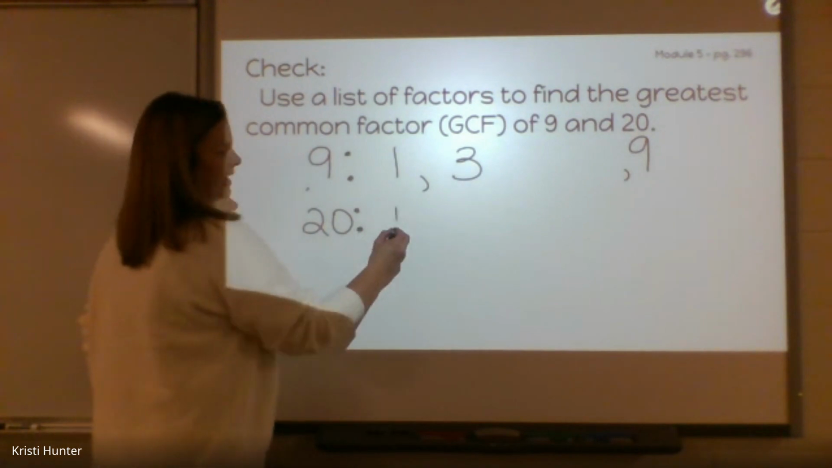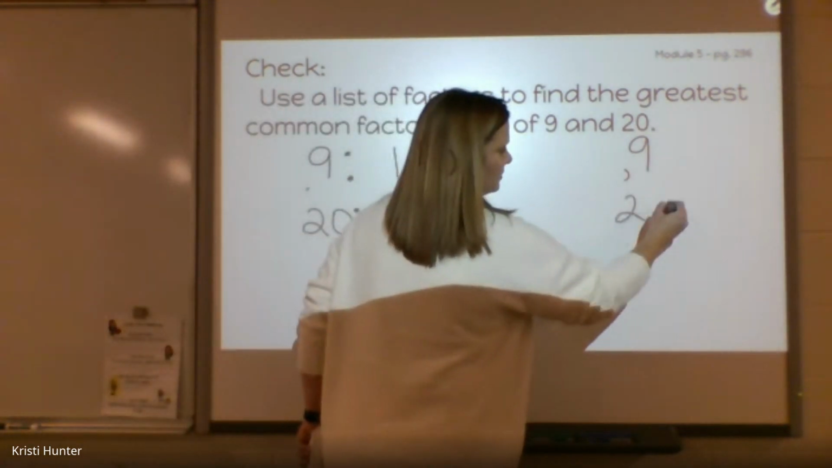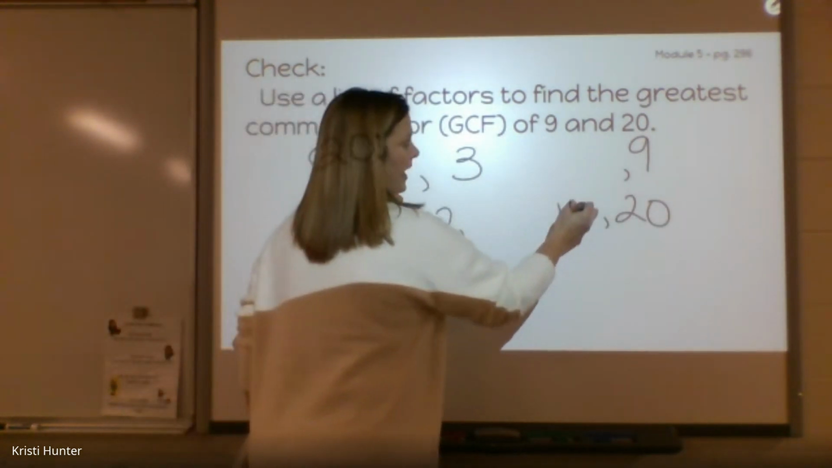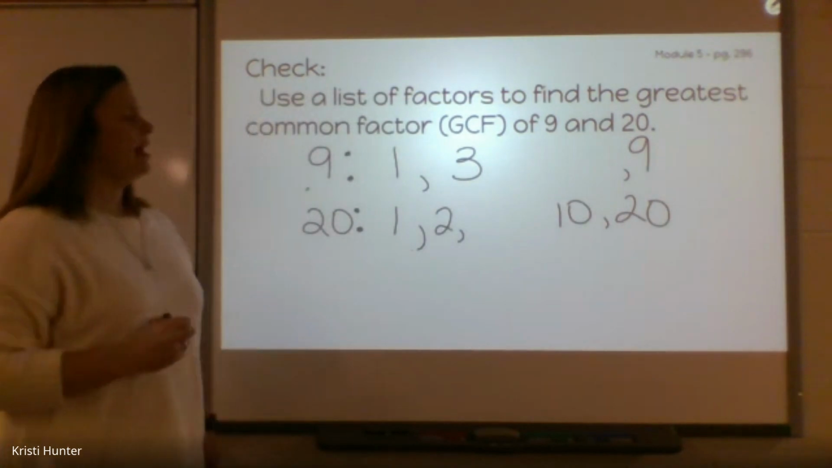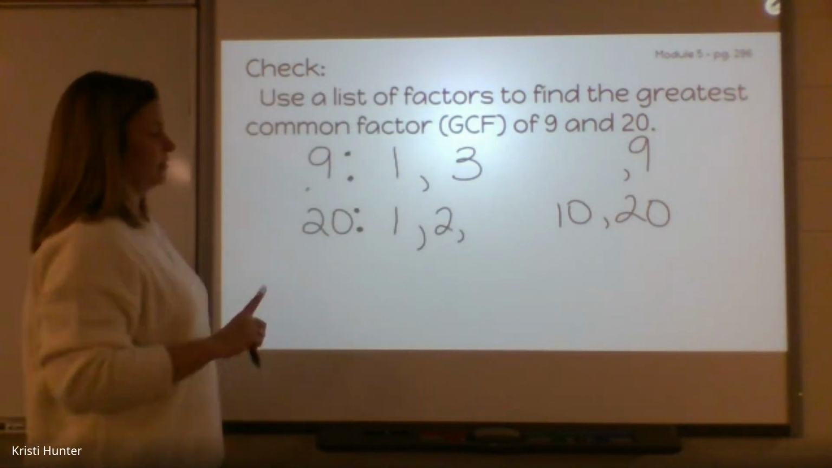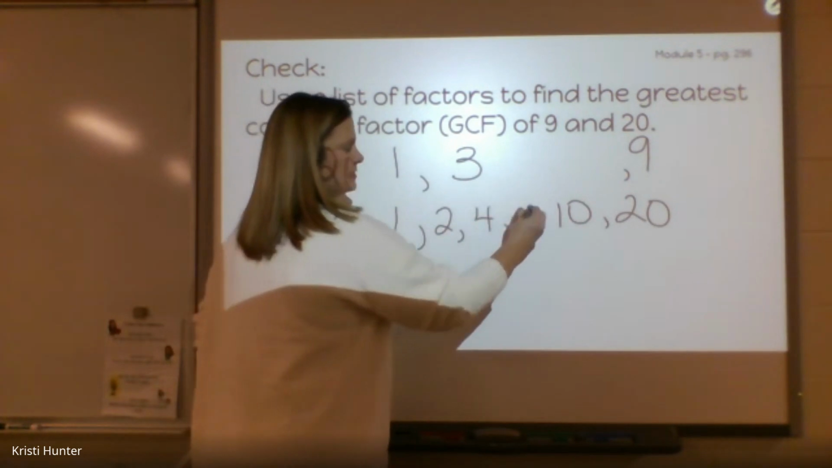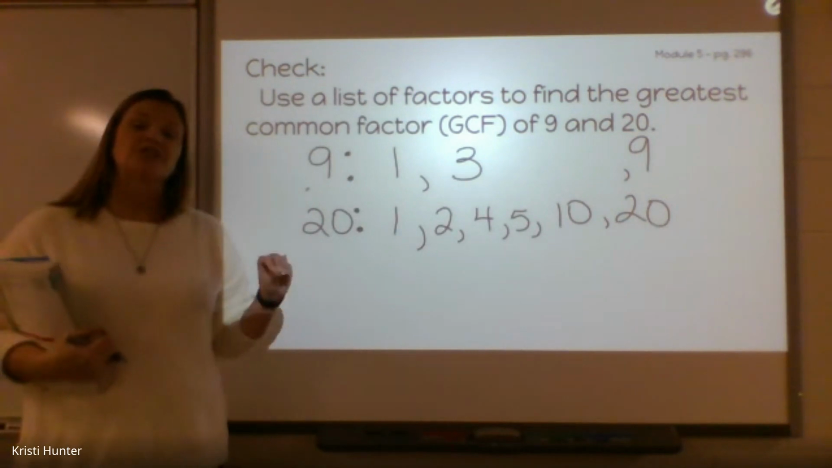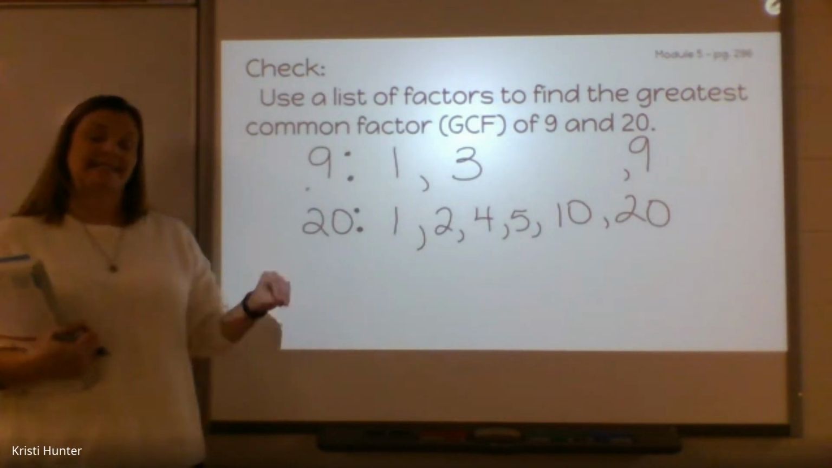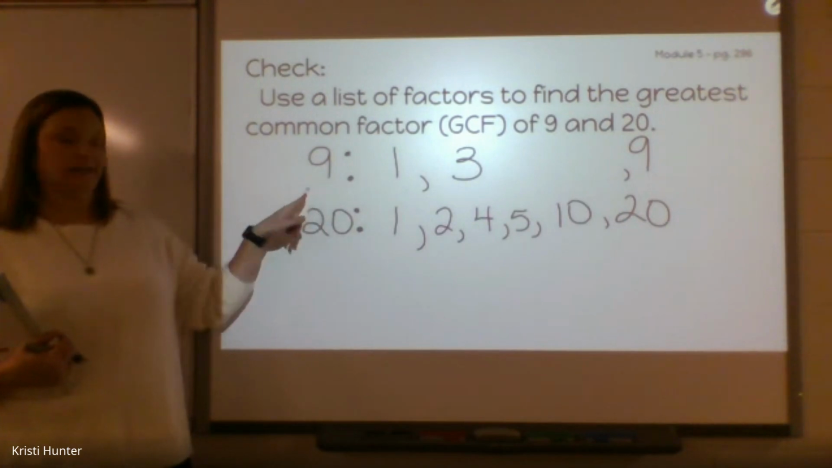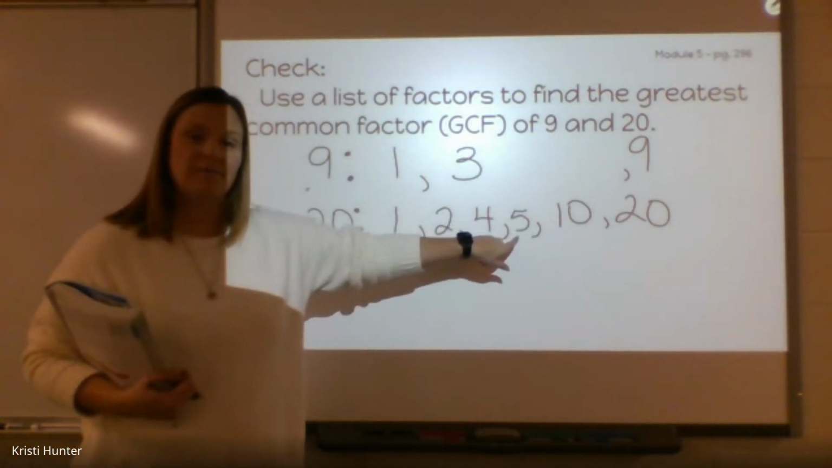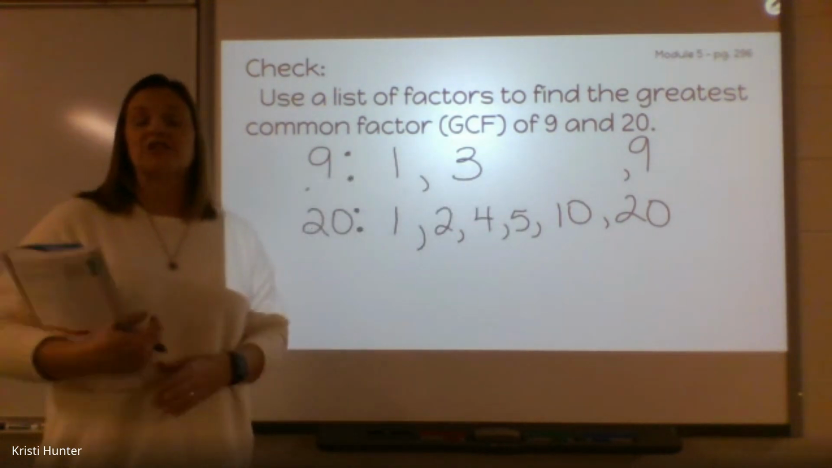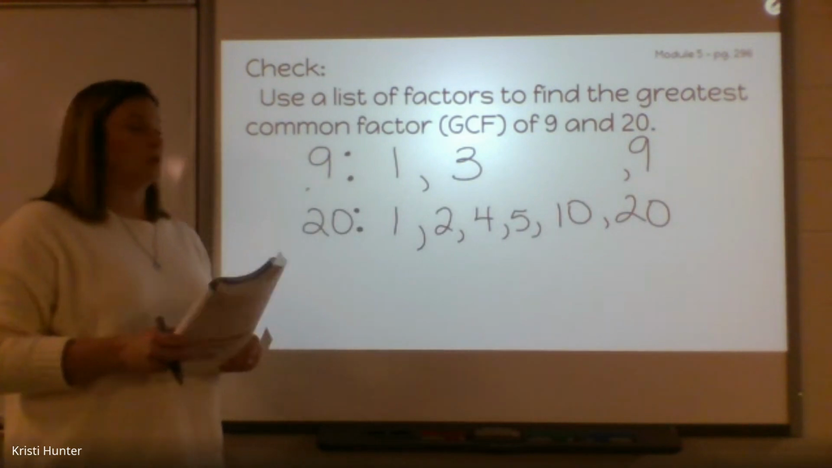For 20, I have 1 and 20, of course. This is an even number, so I know 2 works. 2 and 10 works. 3 doesn't work for this number. 4 does though. 4 times 5 would get me to 20. Again, remember your factors are what you multiply together to get our number, okay? And I know 4 and 5 are going to be my last ones because they're right next to each other. No number comes in between, and a factor cannot be a decimal or a fraction.